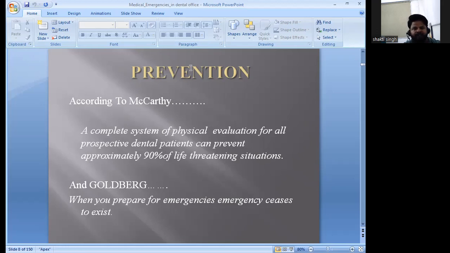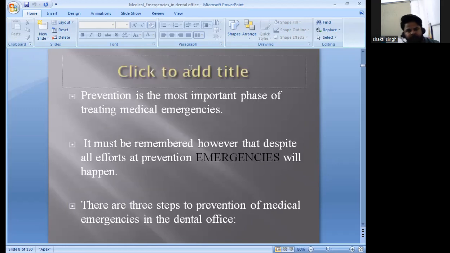So prevention is done by taking a proper physical evaluation of the patient that we are going to treat. Prevention is the most important phase of treating medical emergencies. It must also be remembered, however, that despite all efforts at prevention, emergencies will still occur and will definitely happen. Now, there are three steps of prevention of medical emergencies in the dental office.